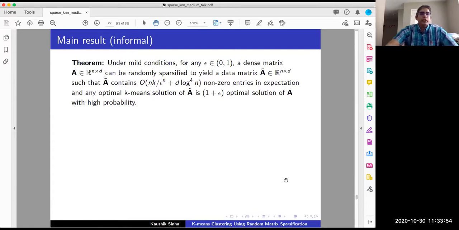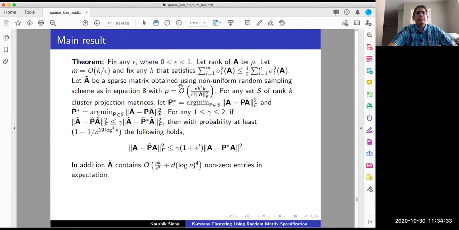So the very informal version of our result can be interpreted as follows. Under mild conditions, a dense matrix A can be randomly sparsified to a data matrix, A tilde, such that A tilde contains nk divided by epsilon to the n plus d times log to the 4n non-zero entries in expectation, and any k-means solution of this matrix is going to be roughly a 1 plus epsilon approximation of A. So essentially, if you think about epsilon as a constant, then you have nk plus d times a polylog n factor. So if d is very, very large, then this can save you a lot of time. And these are the main, more formal results.